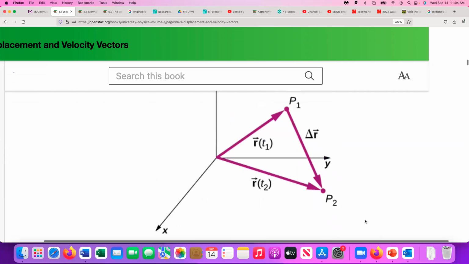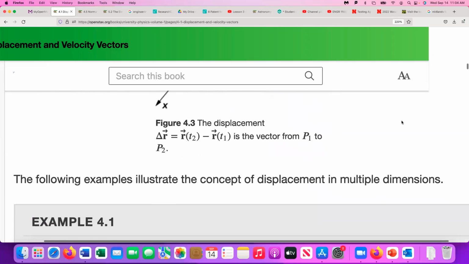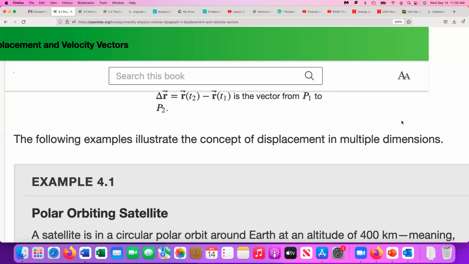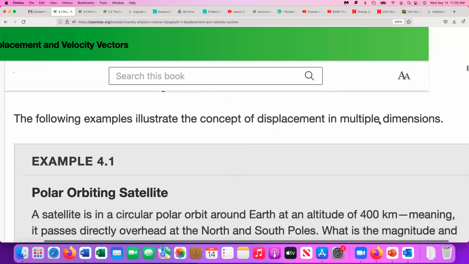In this case, it's going between two points, but this vector can be represented anywhere, really, because displacement does not necessarily have to go from those two points. It can go from other points that are an equal distance apart and in the same direction apart. It would be the same displacement vector.